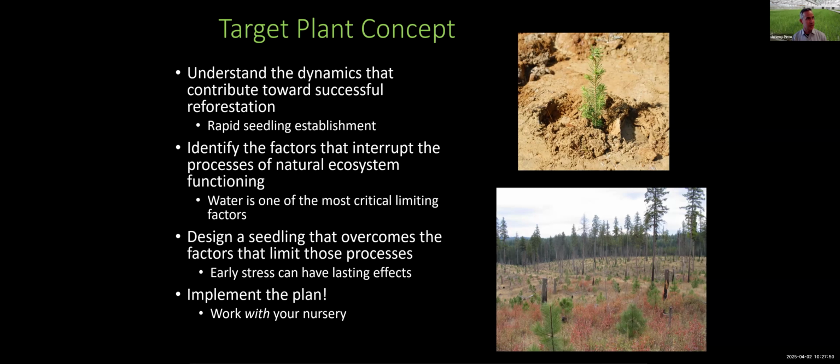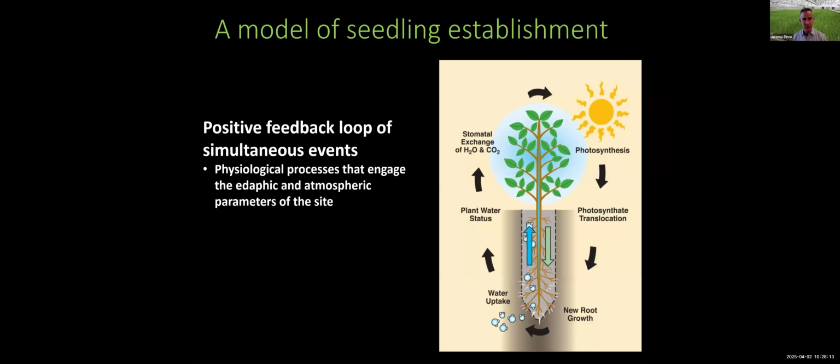I think I heard a saying once, there's one way to produce a seedling, and there's like 20 different things that want to kill your seedling or something like that. There's a lot of things out there that want to disrupt that process. But the target plant concept can help us design a seedling that can help us overcome some of those limiting factors. And then we implement a plan by communicating and working with our nursery.